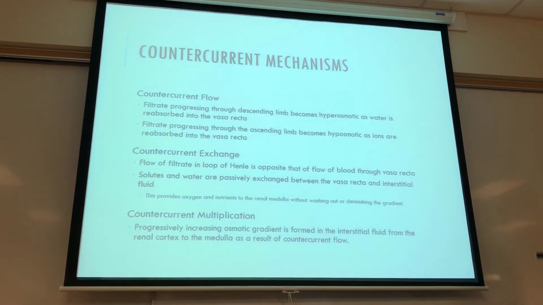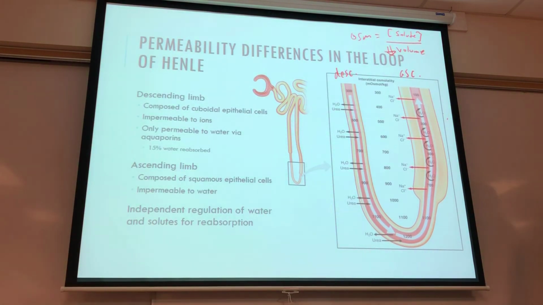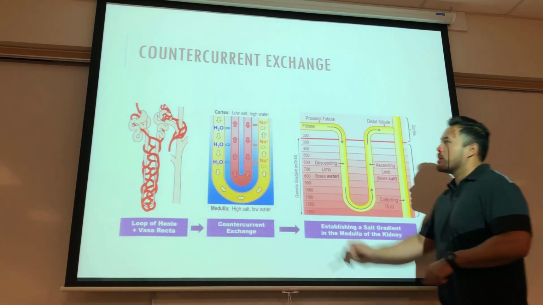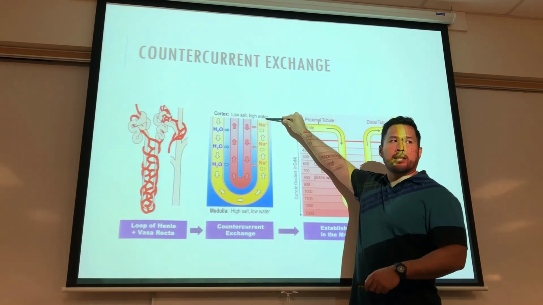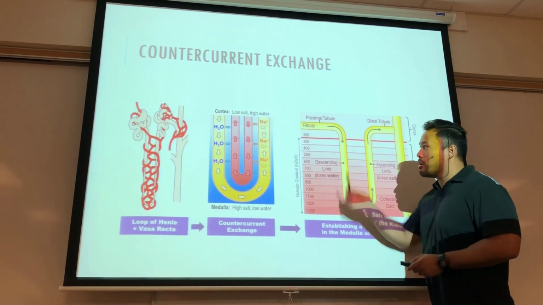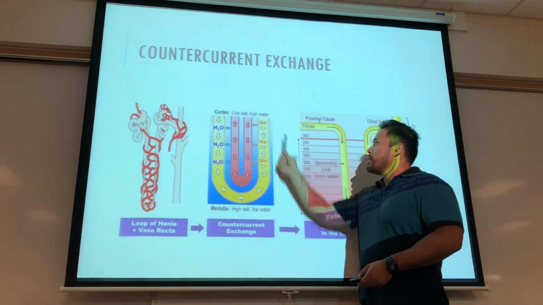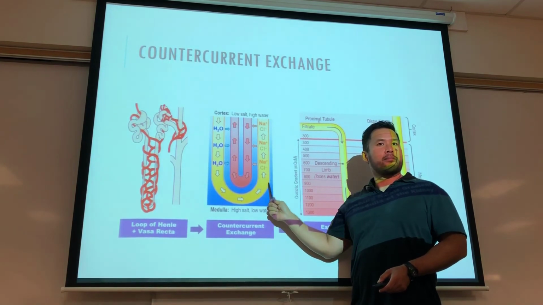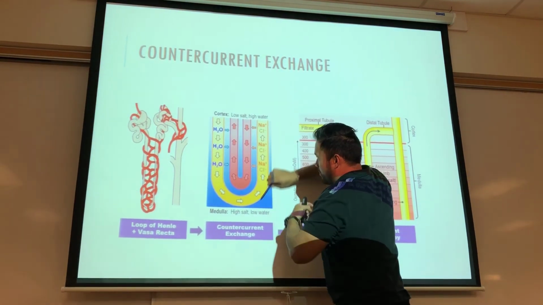That's countercurrent flow. Countercurrent exchange is now taking that same descending, ascending limb, and looking at the other portion that we need to account for, which is the direction of the blood flow. You can see that in the middle of the slide, countercurrent exchange. Filtrate moves down the descending limb and back up the ascending limb. Countercurrent exchange shows that the vasa recta actually flow the opposite way. So the capillaries that wrap around the ascending tubule are the descending portions of the vasa recta. So, in essence, filtrate movement, blood movement.